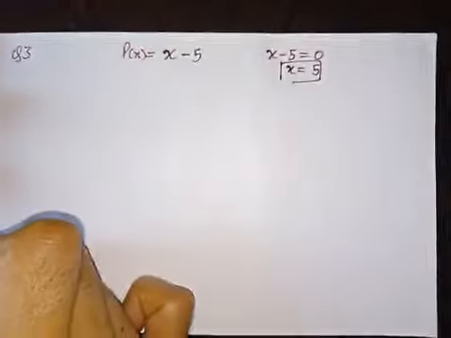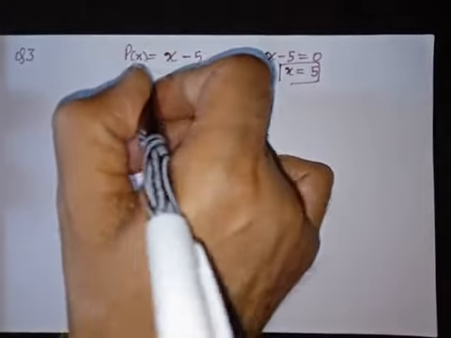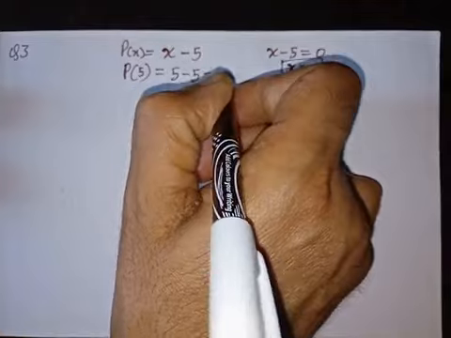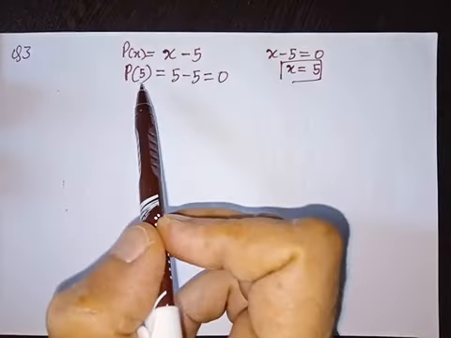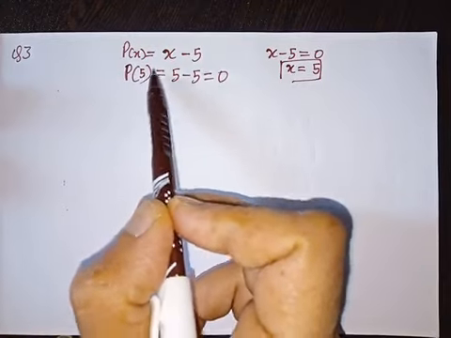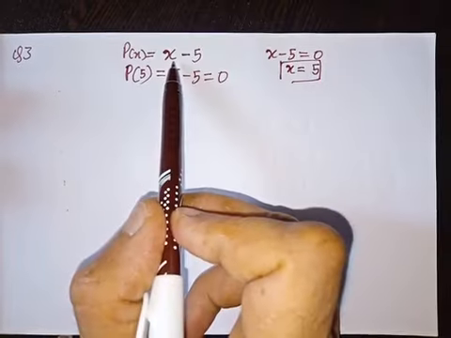What does it mean again? Now let us check by solving it. If you put x equals 5, what do we get? 5 minus 5, that is 0. So you can see, on substituting the value x equals 5, we get the value of the polynomial equal to 0. So therefore 5 is called the zero of this polynomial.